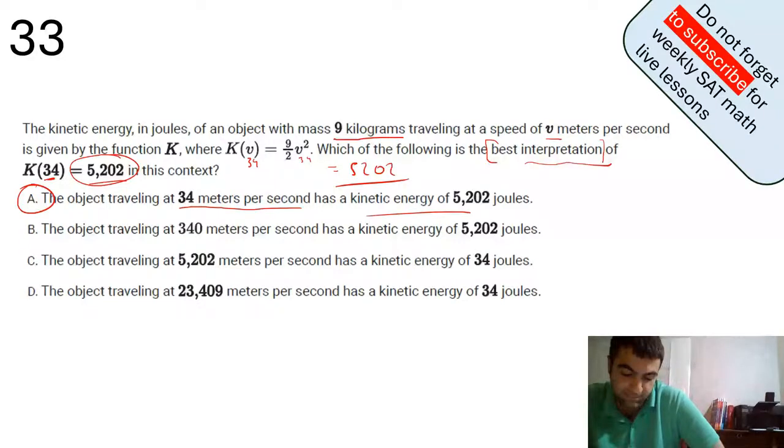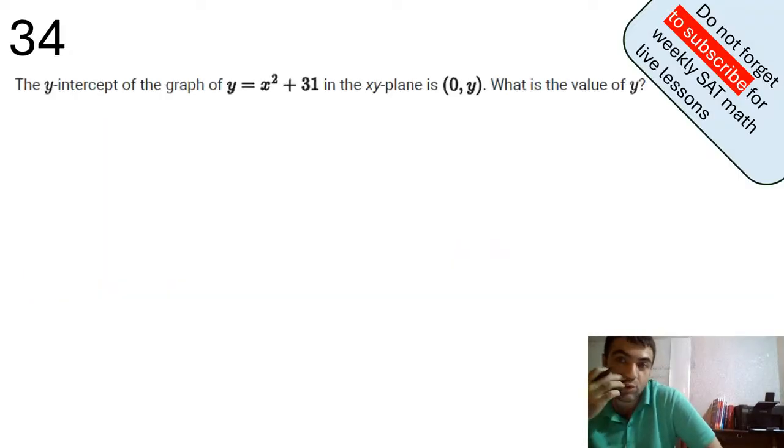This was A. Did you understand? Next question. The y-intercept of the graph in the xy-plane is (0, y). What's the value of y?